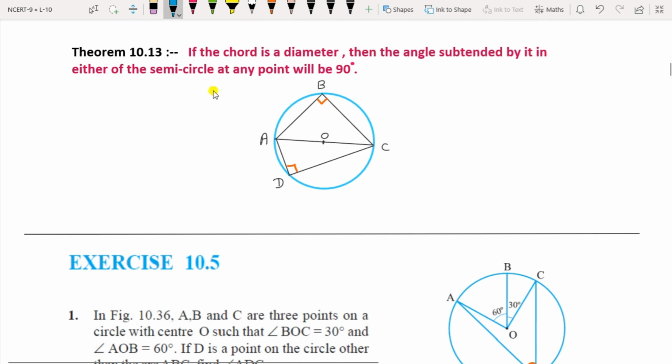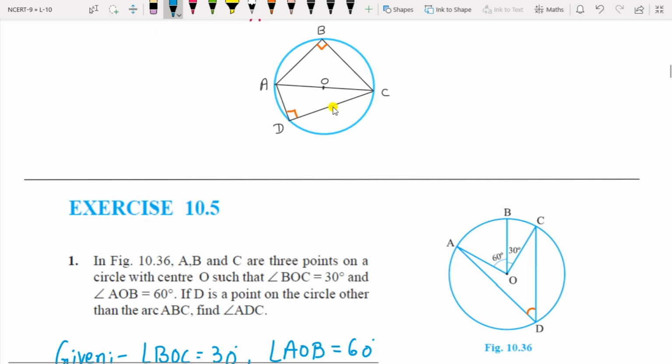Theorem 10.13: if the chord is a diameter, then the angle subtended by it in either semicircle at any point will be 90 degrees. So if the given chord is a diameter here, then the angle subtended by it in any of the arcs, either this or this, whichever point it is, will be 90 degrees, anywhere. So these were all the theorems.